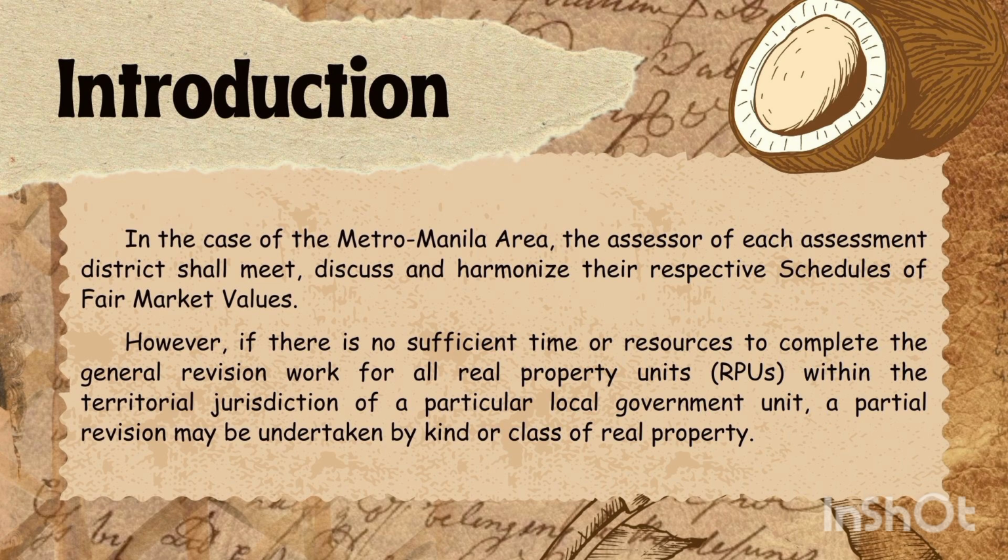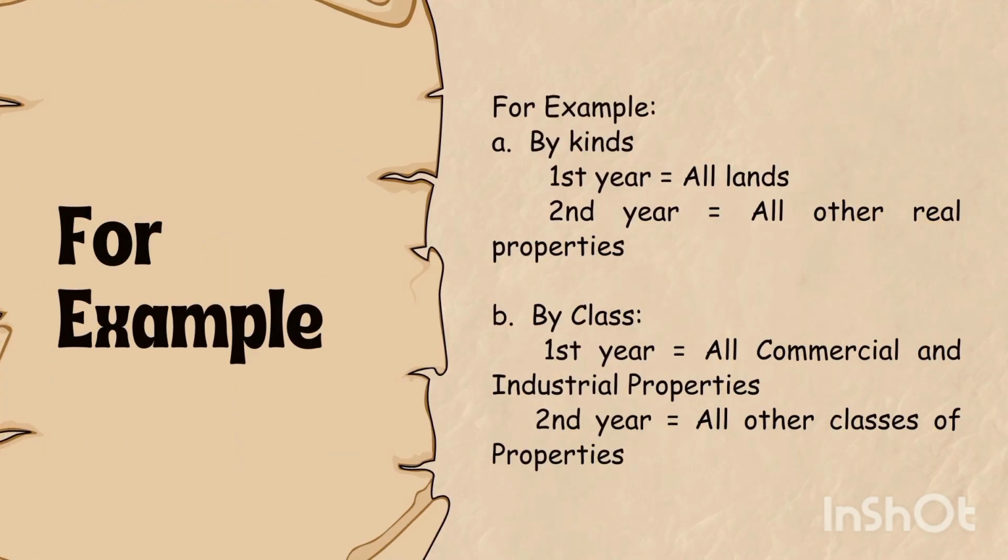So this means that the revision can focus on specific types or classes of real property instead of covering all properties at once. For example, by kind, in the first year, all lands are included, while in the second year, all other real properties are accounted for. By class, in the first year, the focus is all commercial and industrial properties, whereas in the second year, it encompasses all other classes of properties.